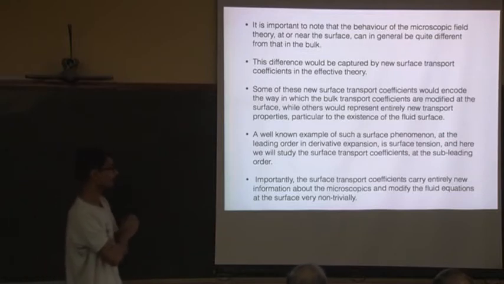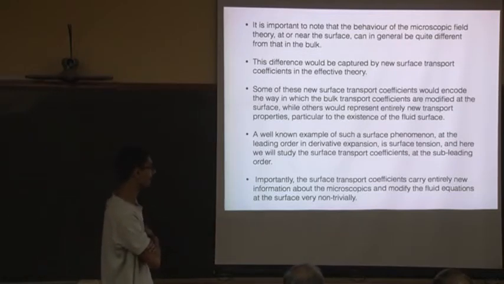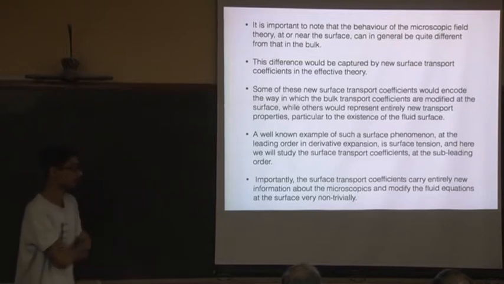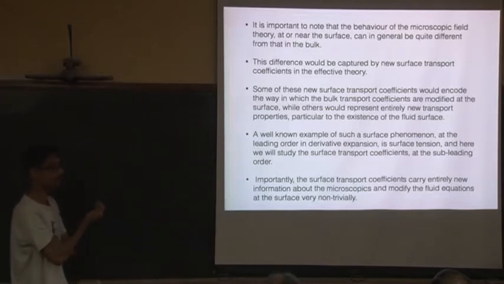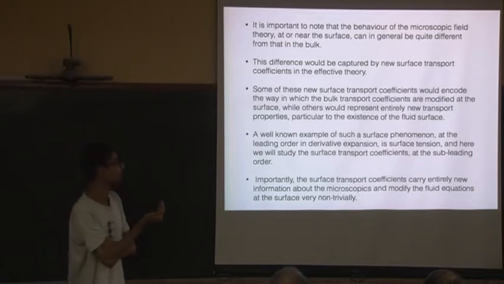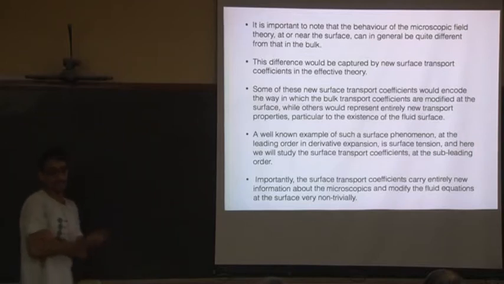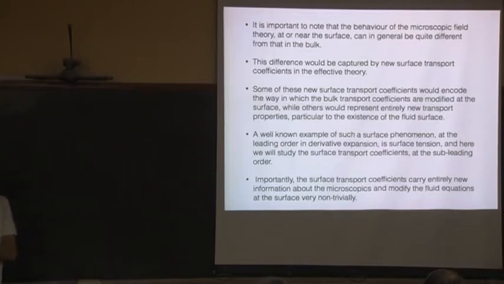And importantly, the surface transport coefficients carry entirely new information about the microscopics and modify the fluid equations at the surface very non-trivially. One example is that just by looking at the effective theory, we cannot say how surface tension depends on the temperature. For that we need more than effective field theory, and we might need information from microscopics, and new transport coefficients might be important in those situations, as we will see.